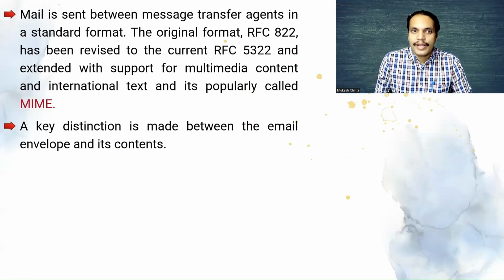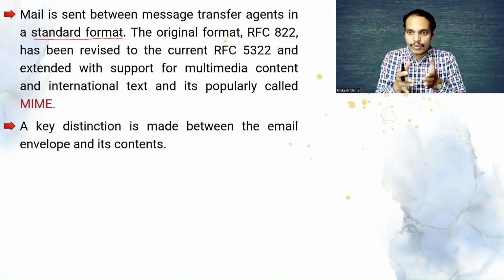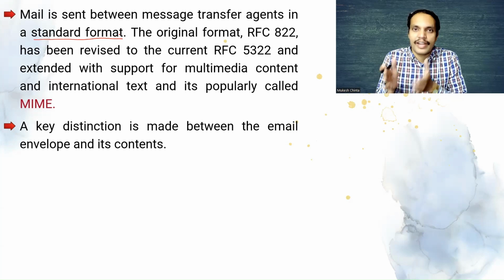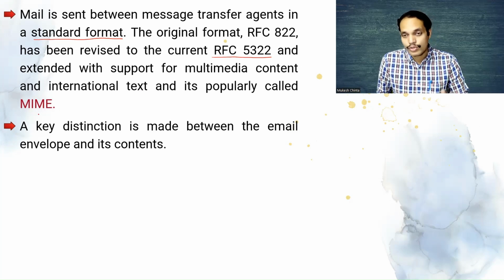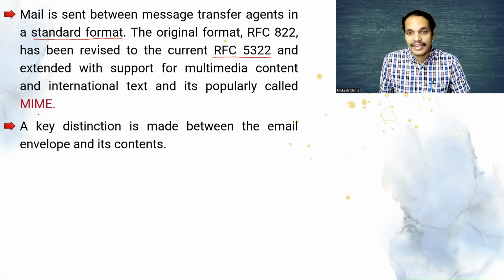So mail is sent between message transfer agents in a standard format. What links the user agent and the MTA is the concept of a mailbox and also a standard format in which the mail is to be delivered. The original format, which is RFC 822, has been revised to the current RFC 5322 and extended with support for multimedia content and international text. It is popularly called MIME, Multipurpose Internet Mail Extensions. We will study MIME, and how it provides support for attachments, in another video. For now, a key distinction is made between the email envelope and its contents.